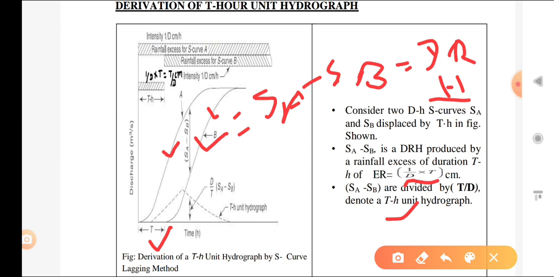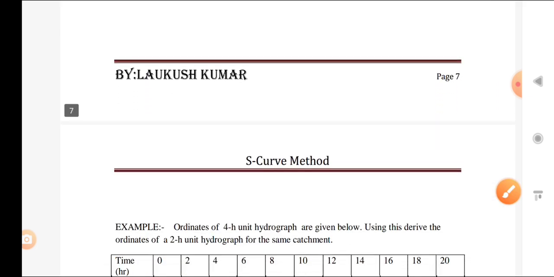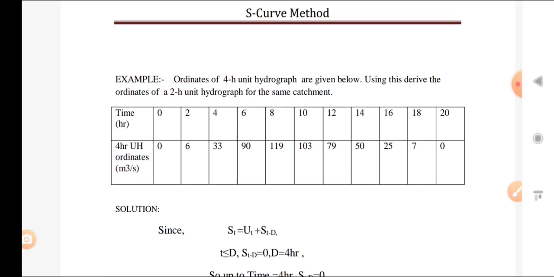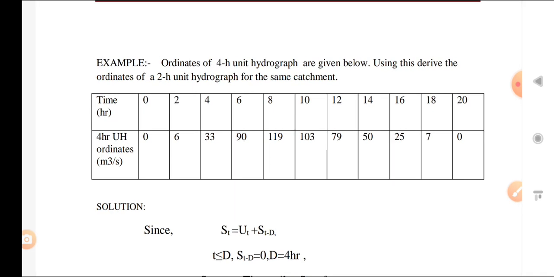Then you will understand better. Okay. So you can see here, what is the problem? Ordinates of a 4 hour unit hydrograph are given below. Using this, derive the ordinates of a 2 hour unit hydrograph for the same catchment. So the given unit hydrograph duration is 4 hours and the required one is 2.